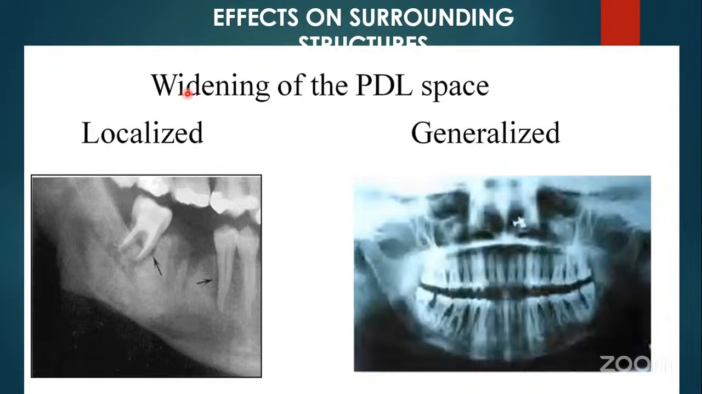Okay, localized means you have to see whether there is any pathology in that particular area. But if you see continuous widening of pedial space in almost all the teeth, then you have to think about systemic lesions also. That is systemic correlation also.